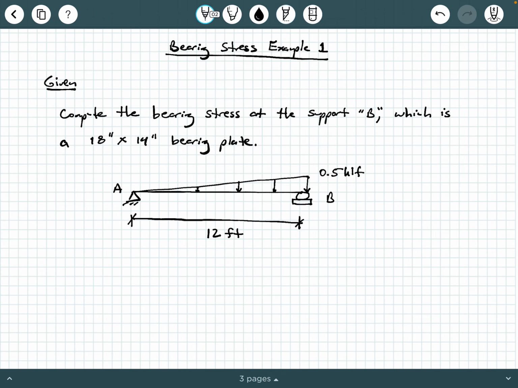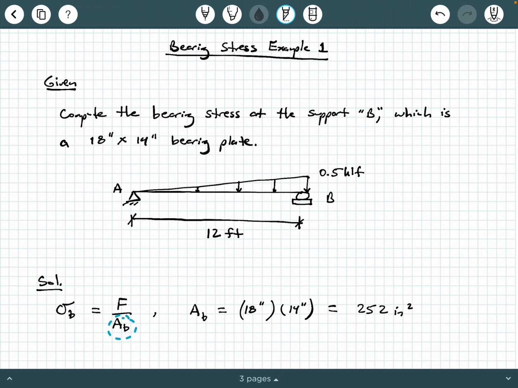So what do we need to do to solve this problem? Well, we know that bearing stress, sigma sub B, is a force divided by a bearing area. Now, we were pretty much told what that bearing area is. It's 18 inches by 14 inches. So pretty straightforward. I'm going to go ahead and calculate that, 18 by 14. So that's 252 square inches. So we have the bearing area.